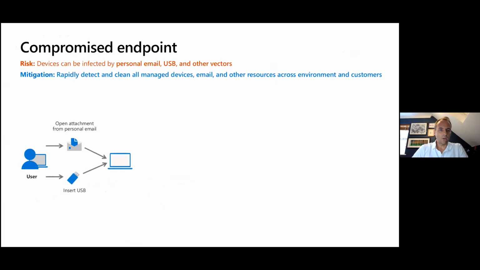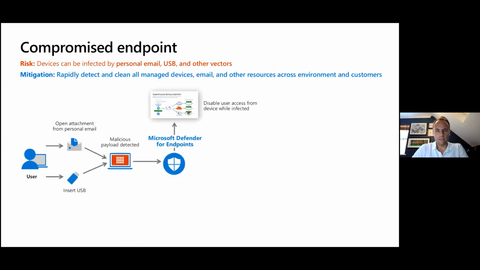So let's have a look at a quick scenario where we can see how the integration between the different solutions across the Microsoft 365 Defender suite works. If we look at a user that gets an email, that could be to a personal email address, that they open an attachment from, or they insert a USB. A malicious payload is then detected on that endpoint. So Microsoft Defender for Endpoint will pick that up and report it back to something like Intune, for example, if you have that up and running.